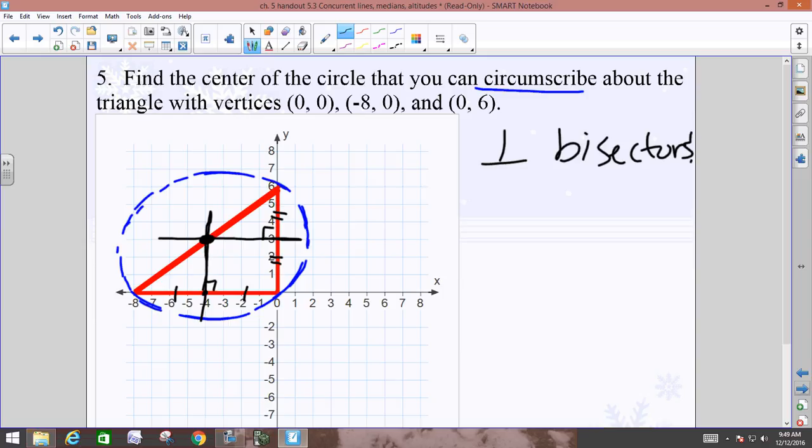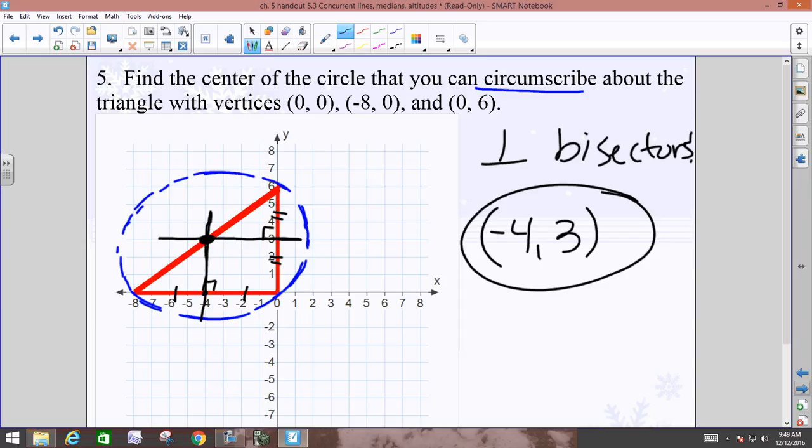What is that ordered pair for that point of intersection? -4, 3. This would be the center of your circle. So that's the circumcenter of the triangle too.